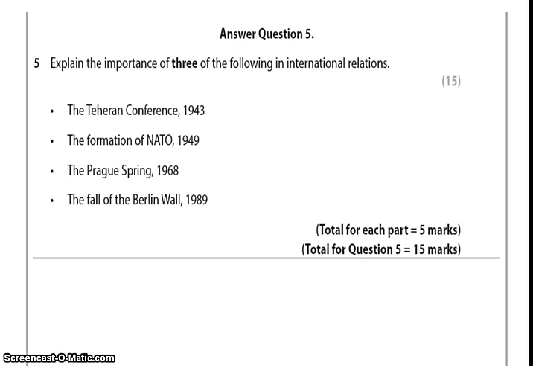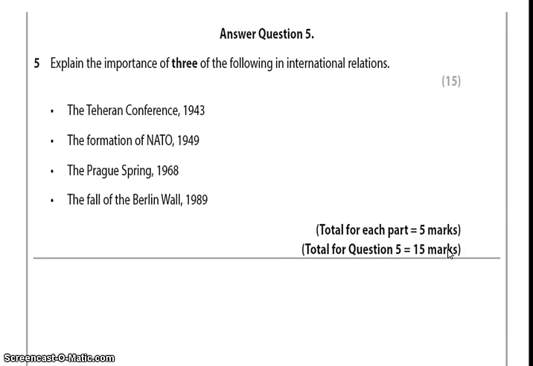We're now going to look at question 5 on the sample paper. Explain the importance of three of the following in international relations. It's worth 15 marks. You've got to choose 3 out of the 4 and each part is worth 5 marks. It's a total of 15 marks.